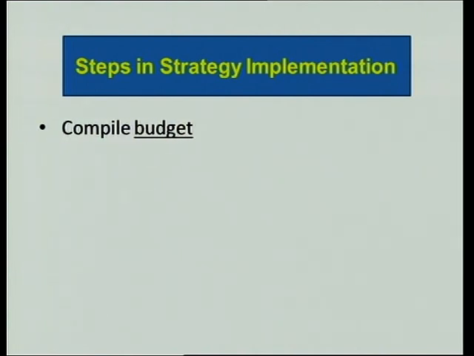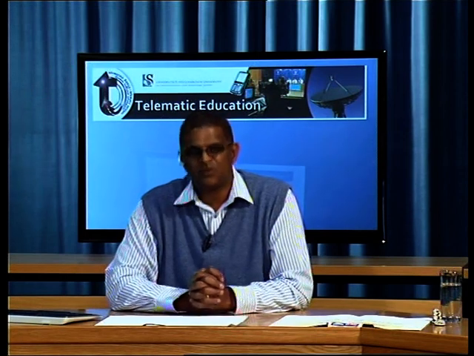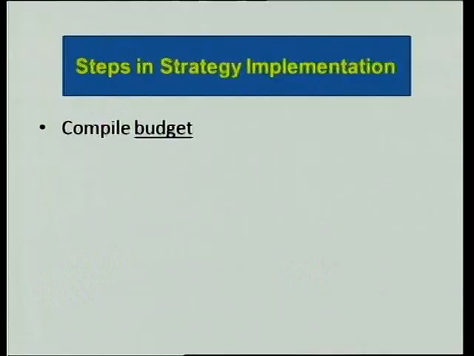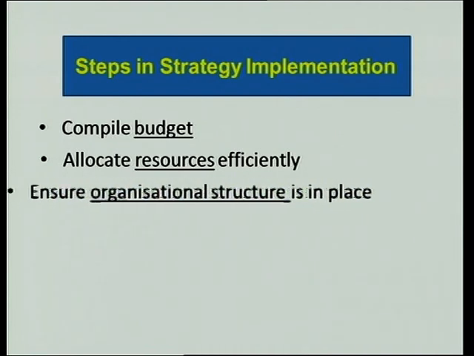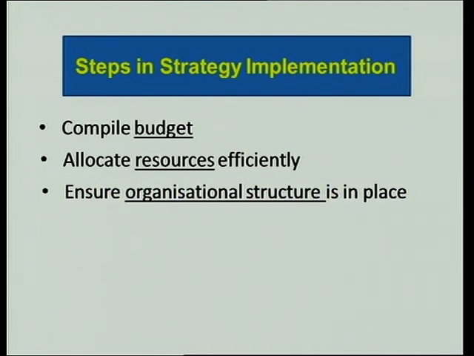Firstly, we need to compile a budget so we can know exactly how much it's going to cost us. What amount of money do we have to have available in order to ensure that this strategy that we devised can be implemented successfully? So we compile a budget. Keyword is budget. Make sure that we allocate our resources efficiently, that it's at the right place, the right people are doing the right stuff. We need to look at our organizational structure, make sure that everybody knows exactly what his or her function is within the organization.